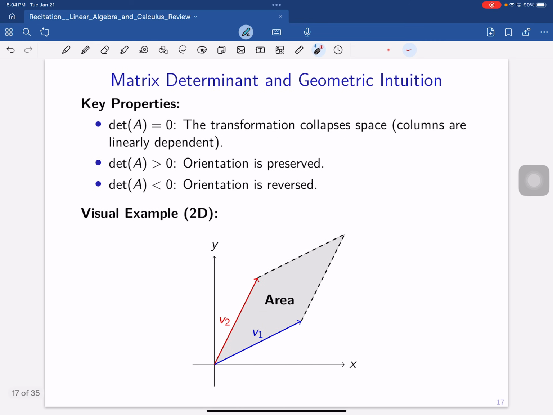Okay, so this is just a quick overview. When the determinant is zero, the transformation collapses to a lower dimensional space. When the determinant is strictly greater than zero, the orientation of the vectors is preserved. So in 3D, you can use the right hand rule. If it is consistent with your right hand, then the direction is preserved. Otherwise, the direction is reversed.